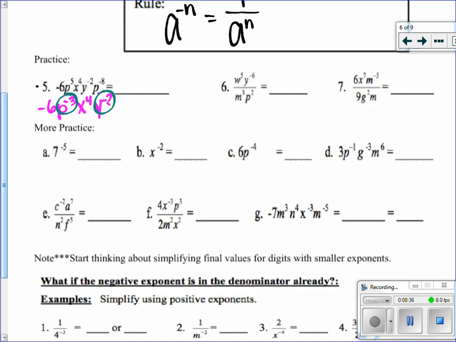So negative 6 is still in the numerator. X to the 4th is still in the numerator. And then both with the negative exponents have changed their location. Negative exponents have to change locations.